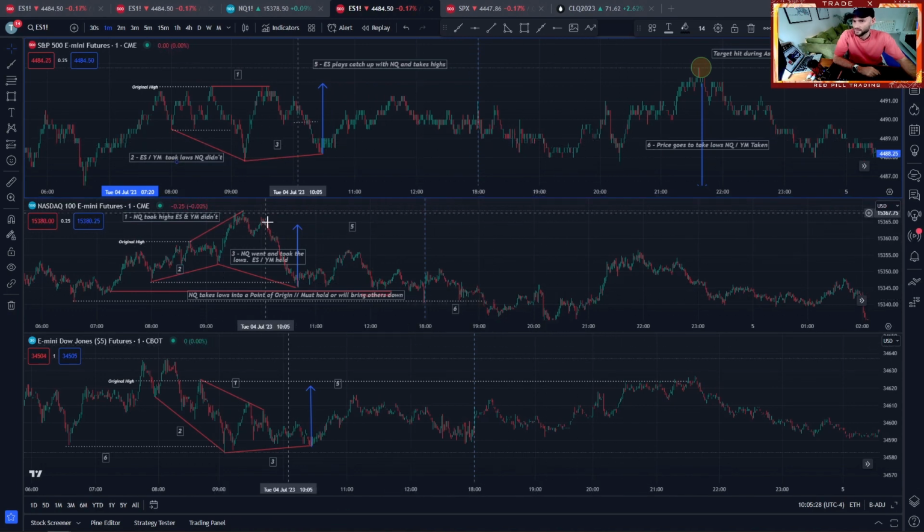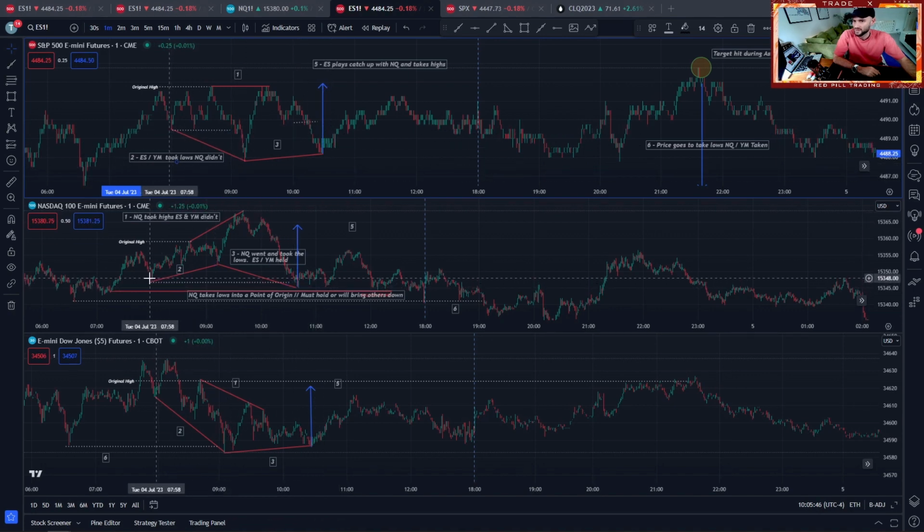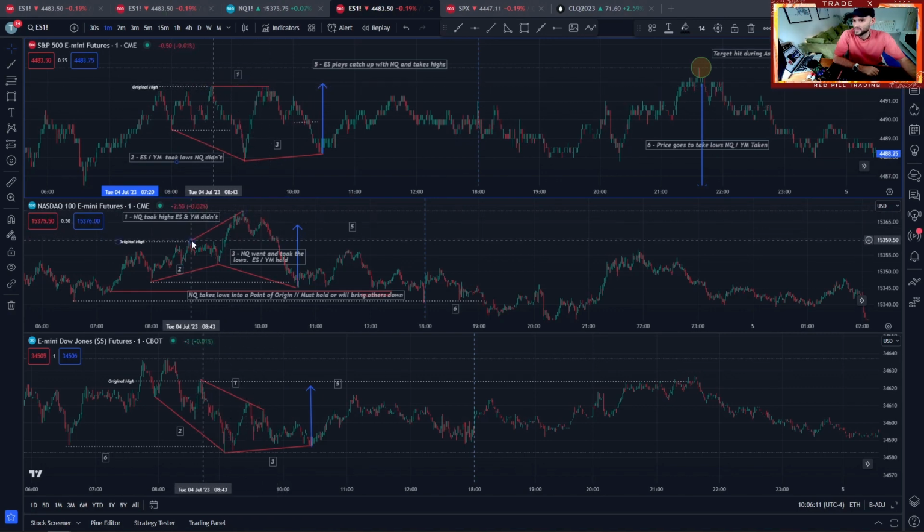But what we had when NQ took this lows was that ES and YM were showing relative strength. They didn't need to take this low because they had already taken this low here. And all we're waiting for is NQ to take the low that ES has already taken. As soon as price is now showing relative strength after NQ has taken the low and played catch up with ES, we now have an unfilled objective on the highs, which is ES not taking the high that NQ did.